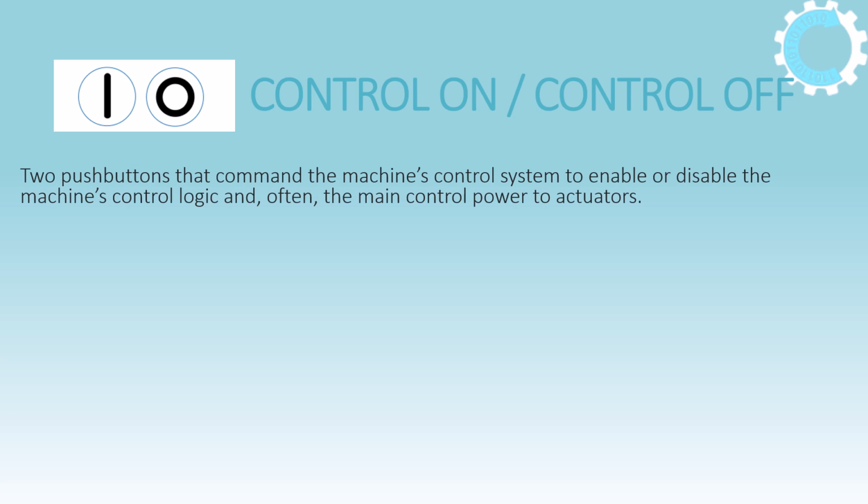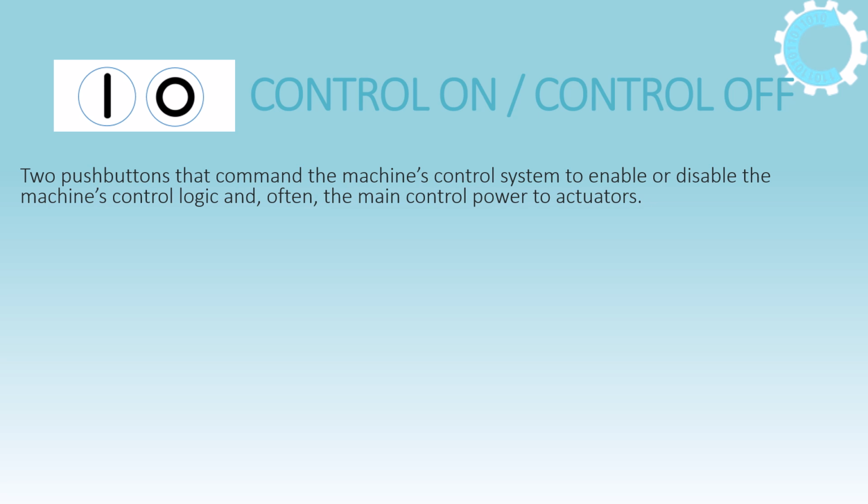Now that we have seen both the control and the power circuit, let's see how the control circuit enables or disables the power circuit. Well, besides the safety control, which acts in a similar way, there are usually 2 buttons on industrial machines that fulfill this function, often labeled Control On and Control Off. These are operator push buttons that command the machine's control system to enable or disable the machine's control logic and often also the main control power to actuators. They are part of the control circuit, low voltage logic, and they interact with the safety circuits and interlocks.